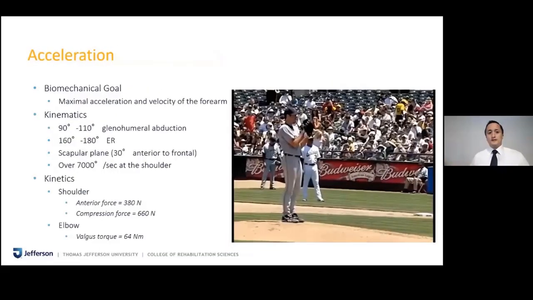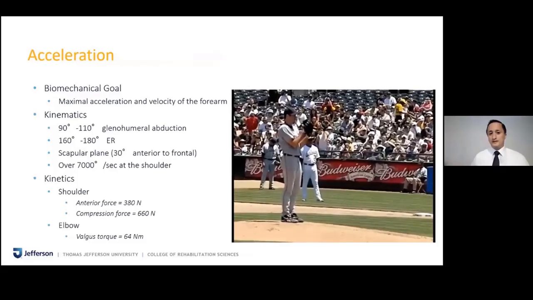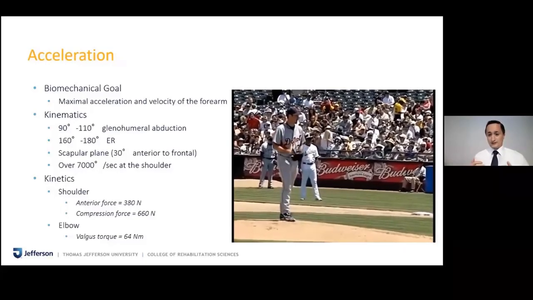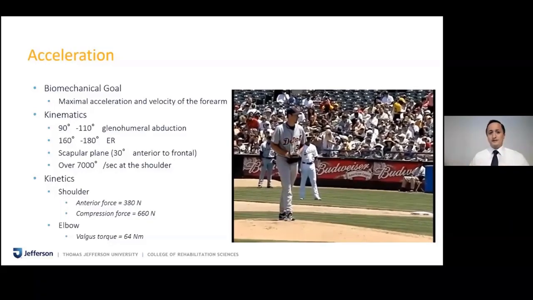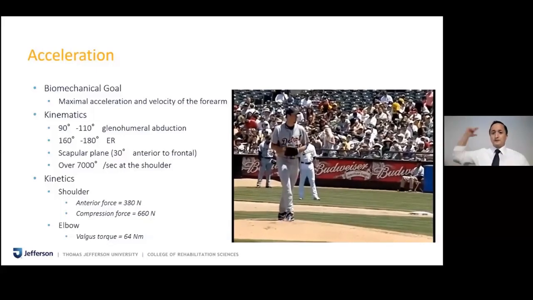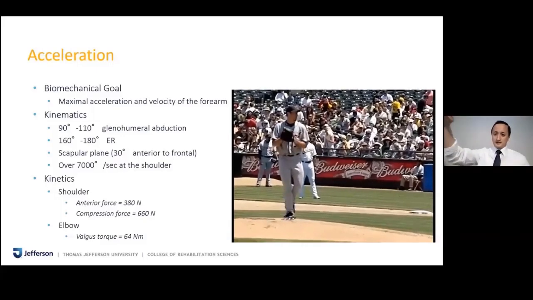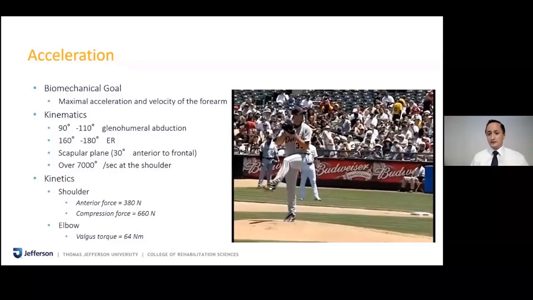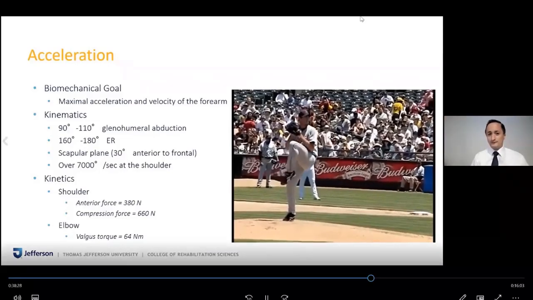So with acceleration, really the goal here is to get your forearm moving with maximal acceleration and velocity. And you can see Verlander here. This is incredibly slow motion. And you could see that phase from late cocking to acceleration, you'll see in a second. It's like the blink of an eye, even in slow motion, right? So there's not a whole lot we could do here.